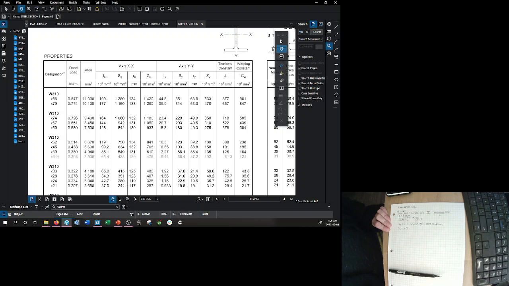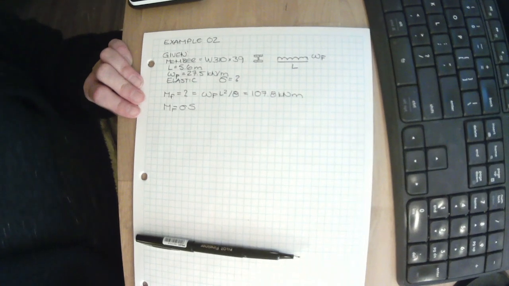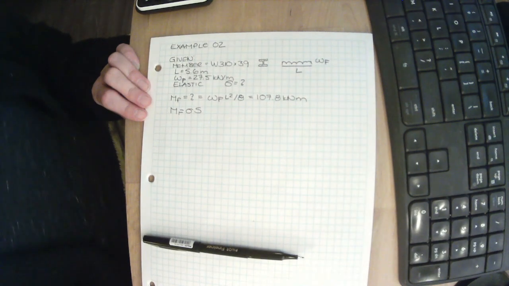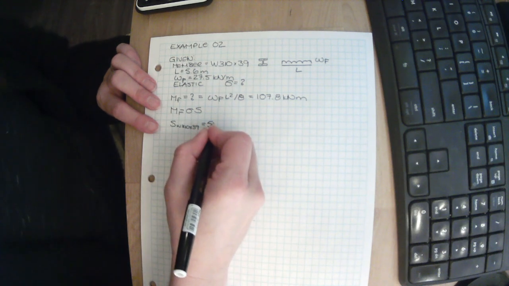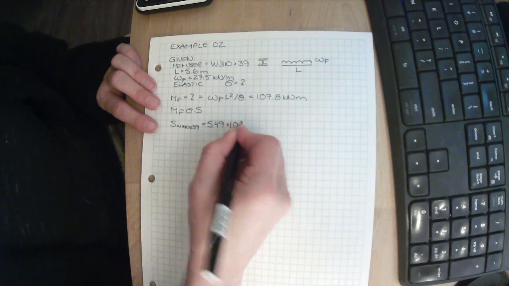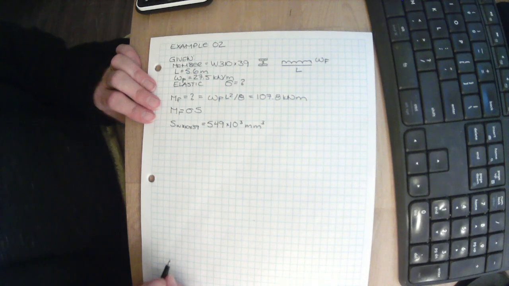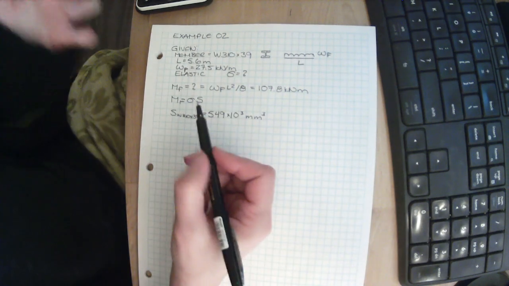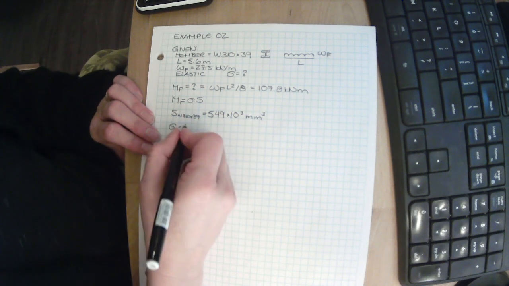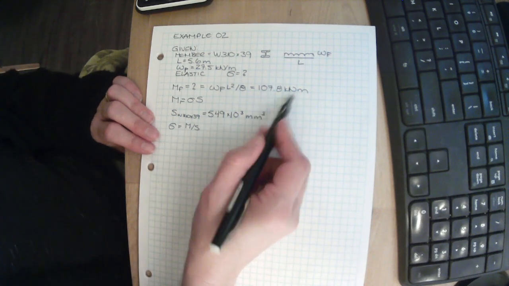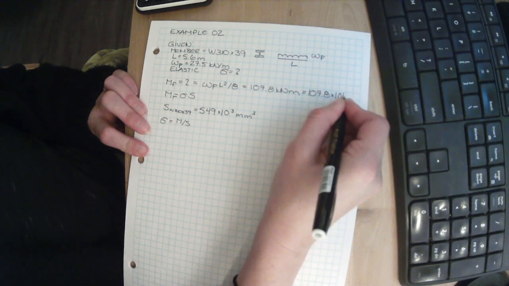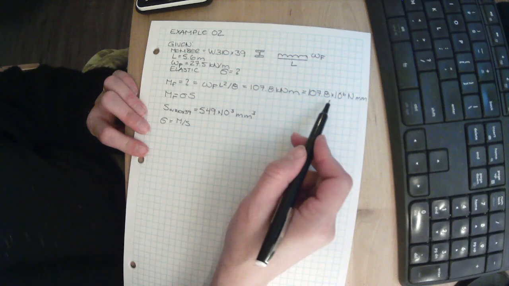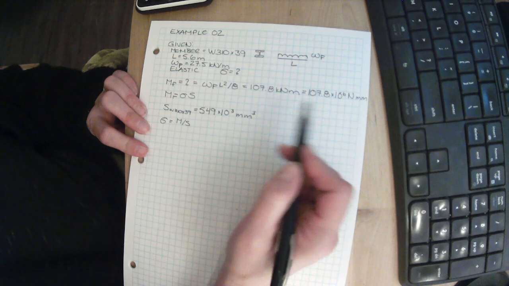So let's bring me back up to big. All right. So we now know what S for a W310 by 39 is, and they told us it was 549 times 10 to the 3 millimeters cubed. Okay, so we know M, and we know what S is. Stress is going to be M divided by S. Oh, look what we haven't done. This is in kilonewton meters. This is the same as 107.8 times 10 to the 6 newton millimeters. Multiply it by 1,000 to switch kilonewtons to newtons, and multiply it by 1,000 to switch meters to millimeters.